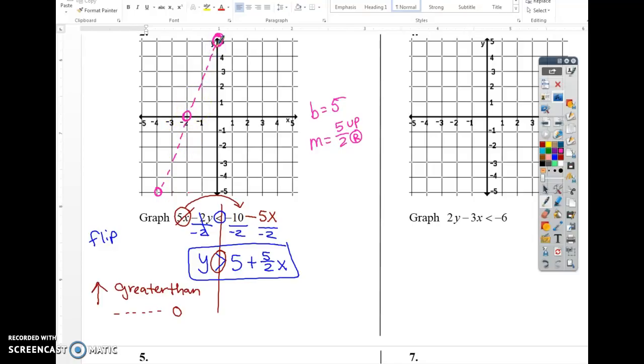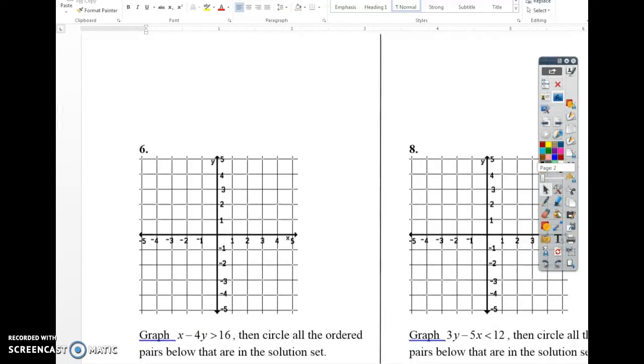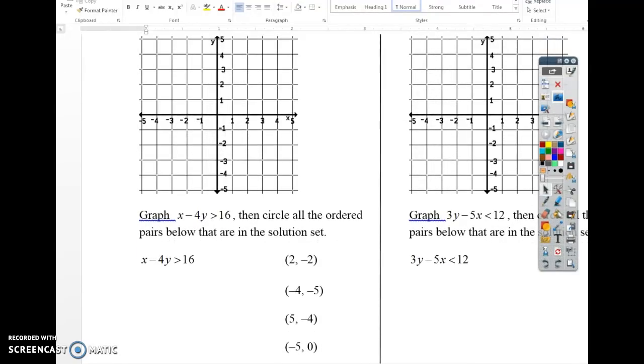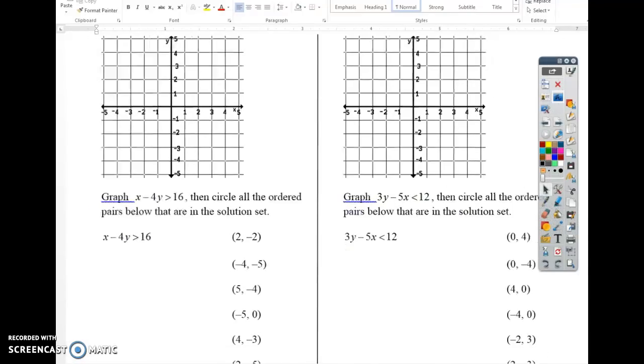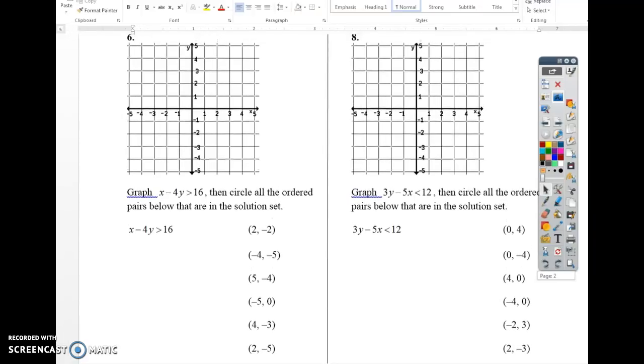And then connect it with a dashed line. And we are shading above. So here goes my up arrows. That means I'm shading on this side. Okay? And the last one that I'm going to do with you is number 6. Let's go to number 6. Okay, this is number 6.